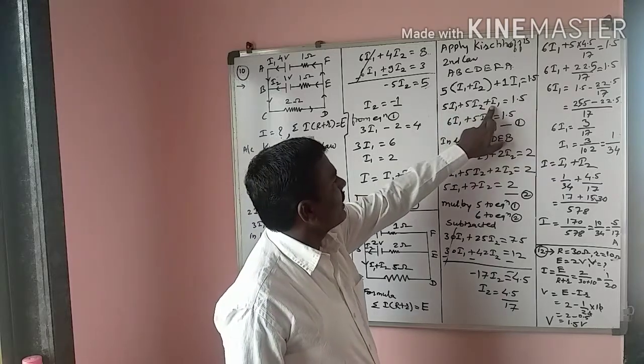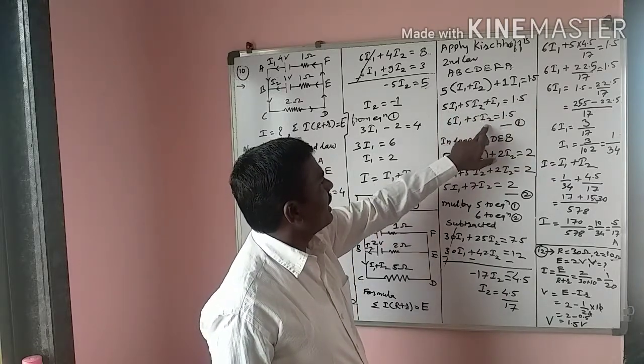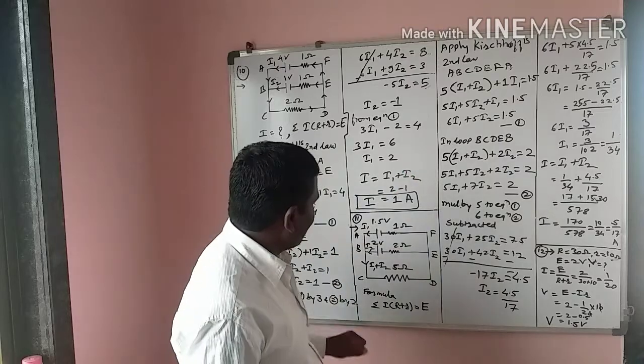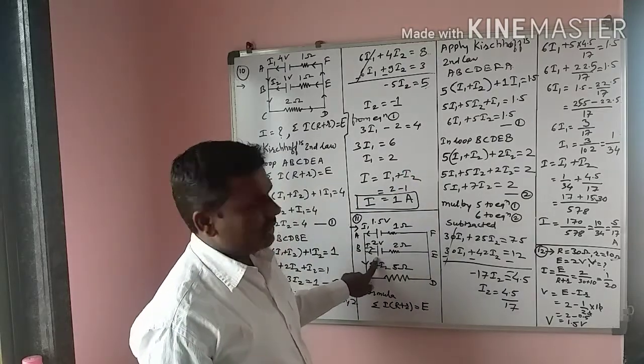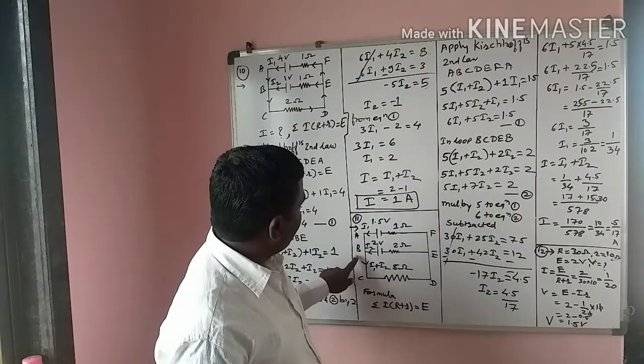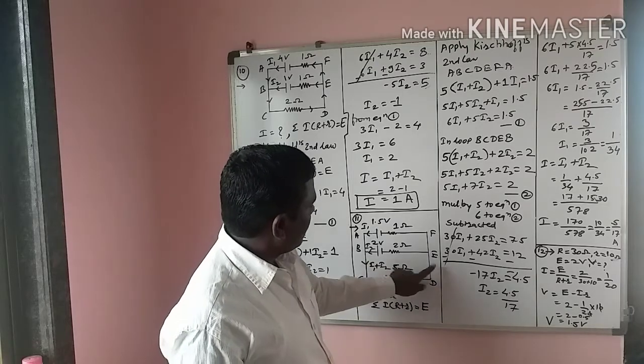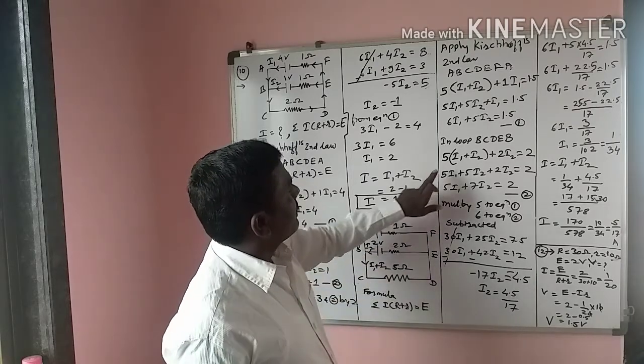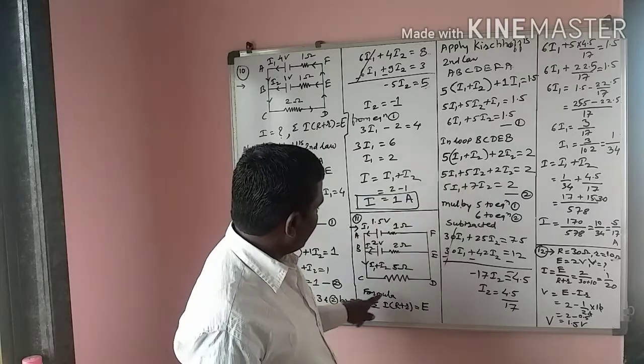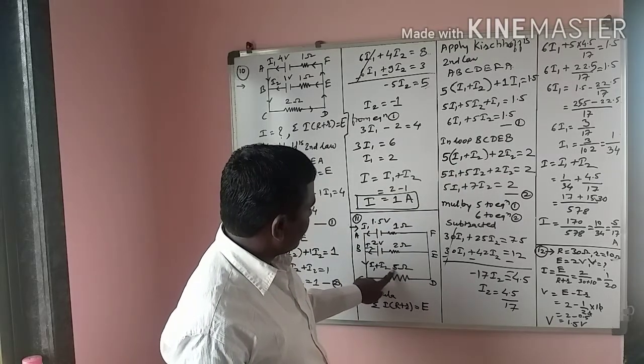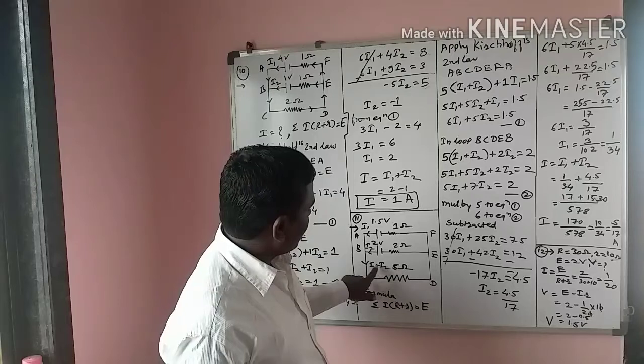Add this to the same I1: 6 I1 plus 5 I2 is equal to 1.5. Again we can concentrate on the second loop. In that second loop we write the loop B C D E B. In that we get 5 times, that is total external resistance 5 and total current I1 plus I2.